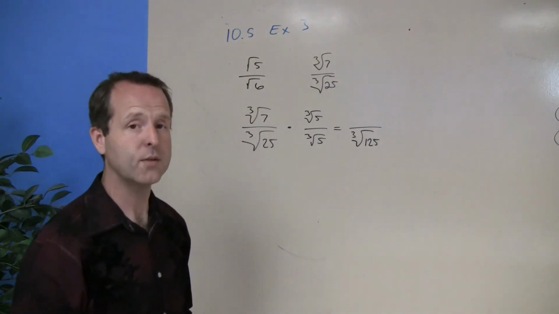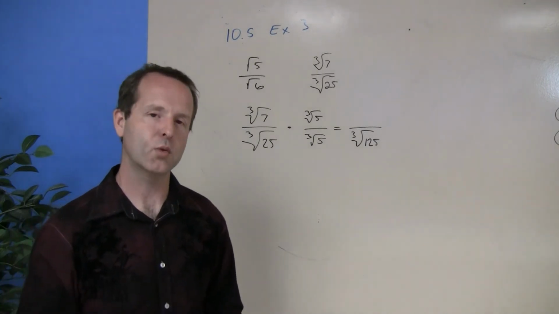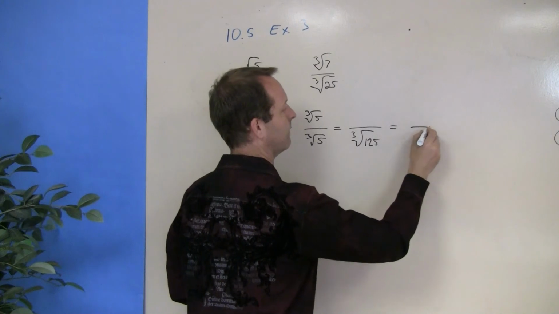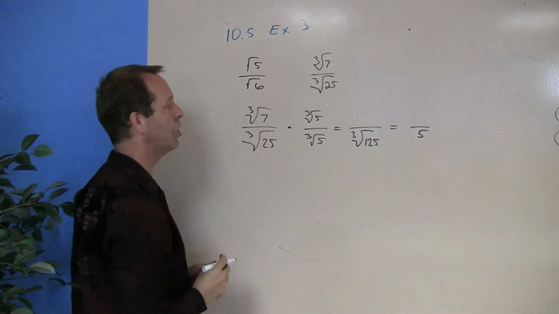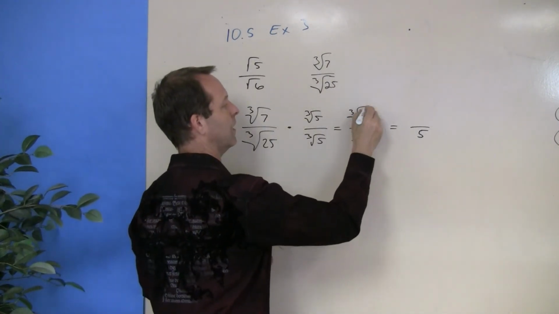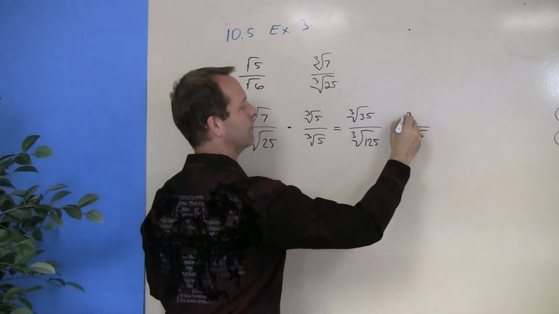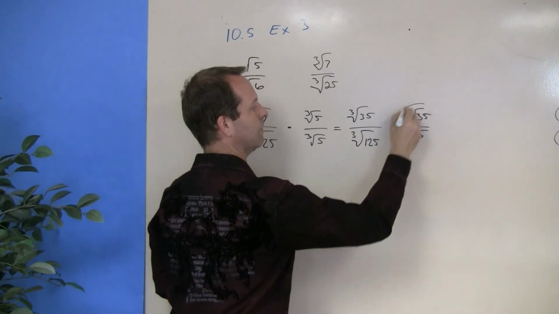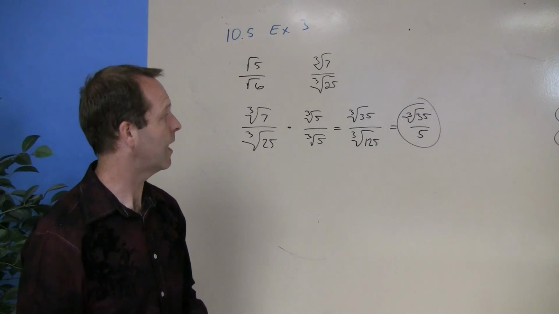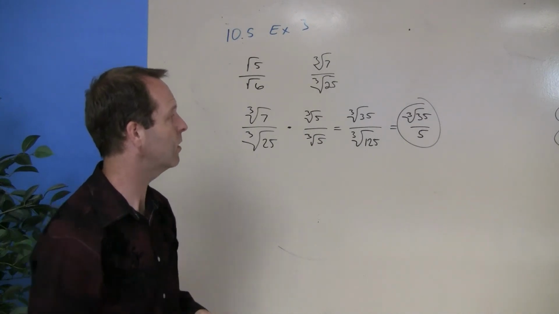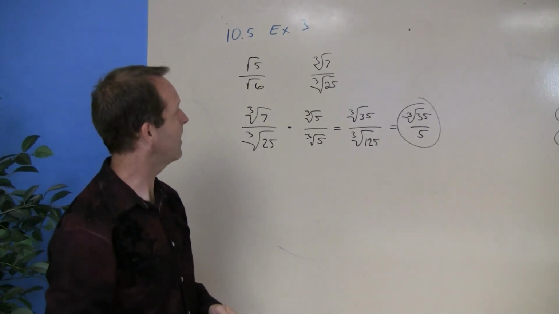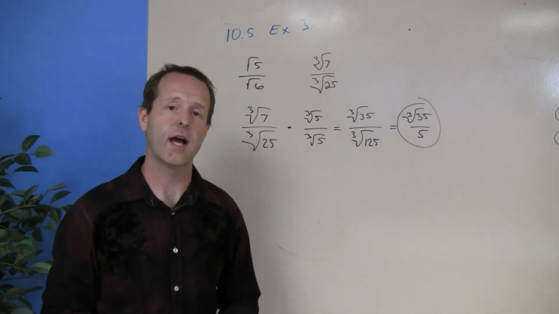It's the cube root of 125. And the cube root of 125 is simply 5. And the numerator, the cube root of 7 times the cube root of 5, that's the cube root of 35. And I'm done. I can't go any farther. 35 doesn't break down in the cube root world. I can't cancel anything else. There's my final solution. And I was able to rationalize the denominator.